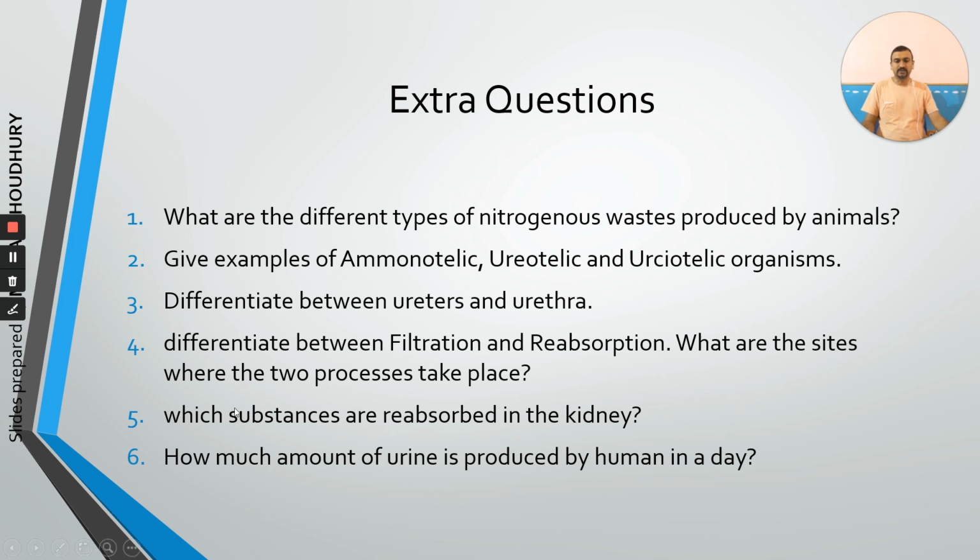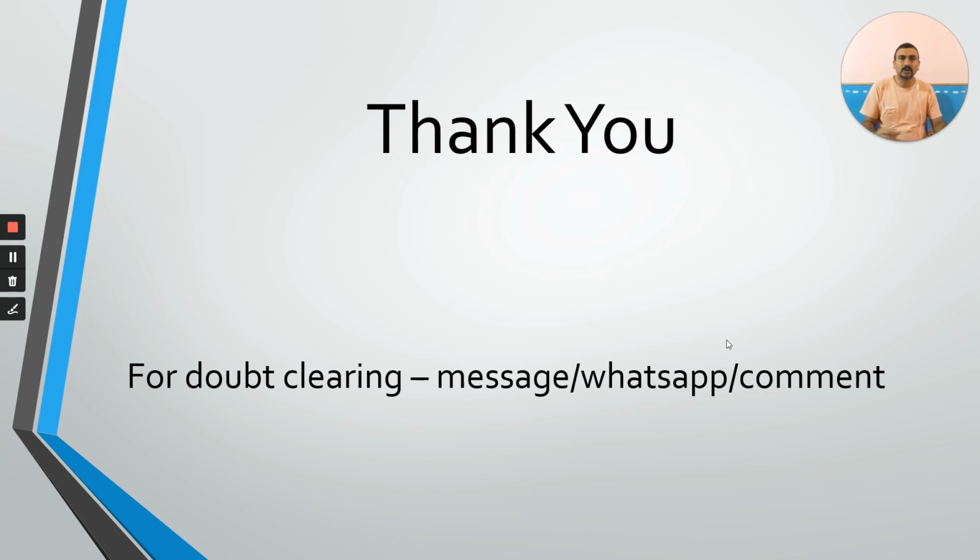So there's the next question. Which substances are reabsorbed in the kidney? How much urine is produced by a human in a day? That is just around 1.5 to 2 liters. So that was all about excretion, and that was all about the whole process called life processes in living organisms. That was the first biology chapter in your class 10.